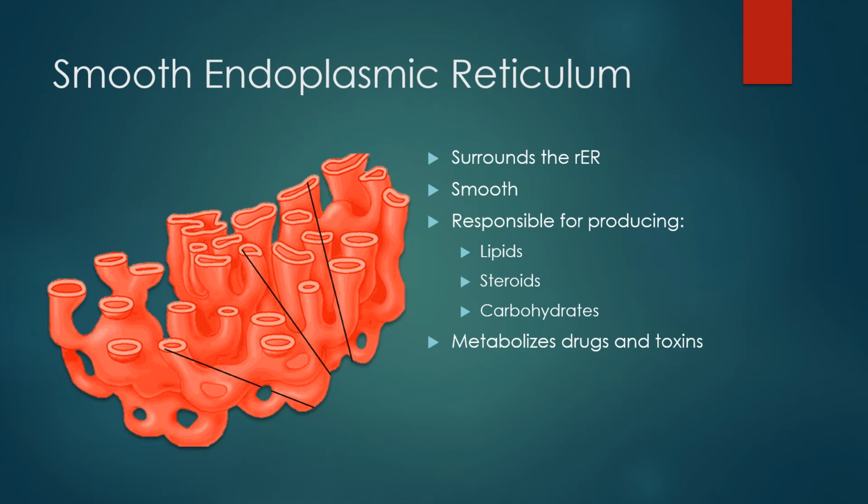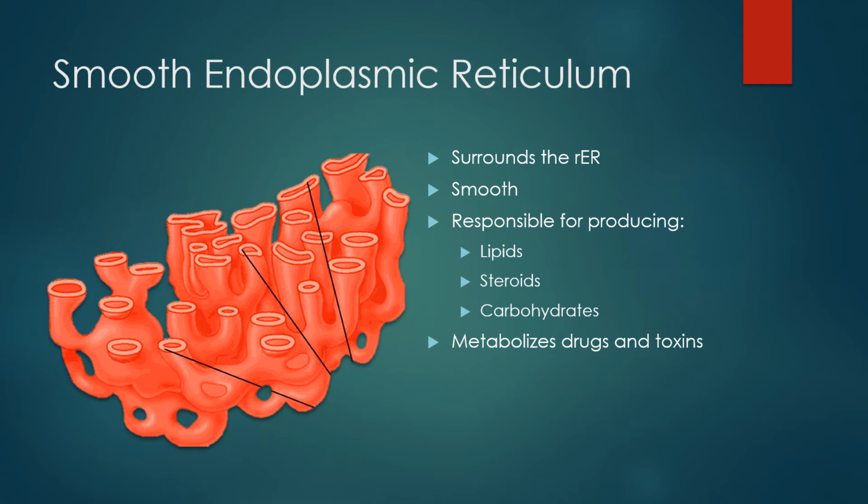For example, across the board, the smooth ER is responsible for producing lipids. But if you were to look into certain endocrine glands, they are also responsible for producing steroid hormones that can be sent throughout the body. While if you look into liver cells, the smooth ER is responsible for metabolizing drugs or breaking down toxins. It helps filter the blood, as well as convert glycogen to glucose.